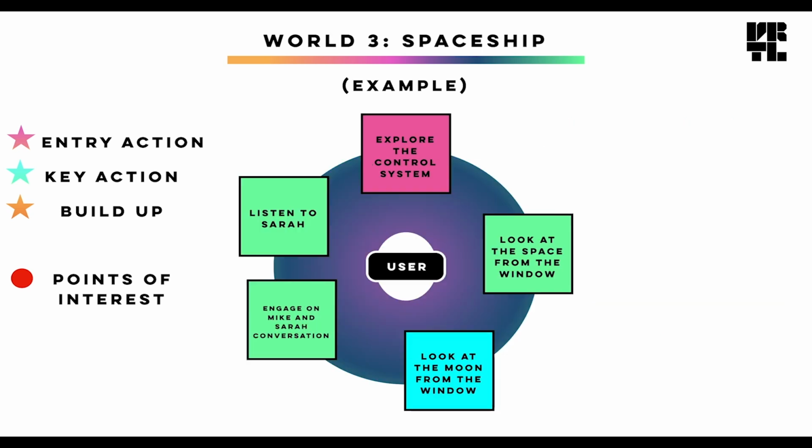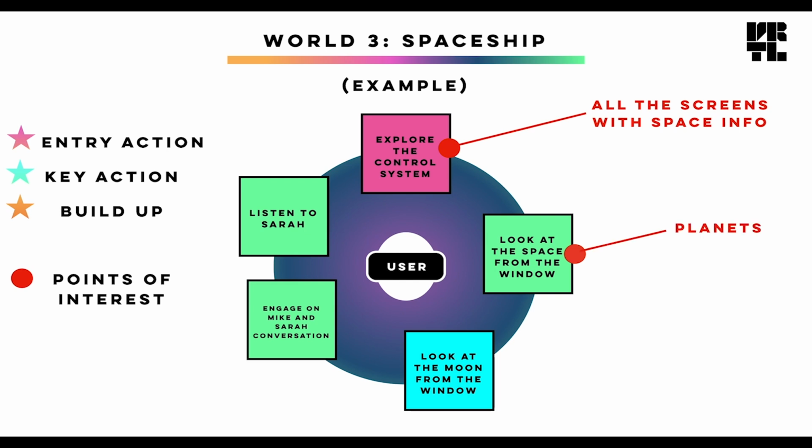In my third world, I've only placed 2 as well. The first one is for the control system, and I think that the audience is probably going to be interested in looking at the screens with all the space information. Also, when I am looking at the space from the window, I can imagine that I'm going to put bright, shiny, big planets coming closer, and that's probably going to be the thing that catches their attention.